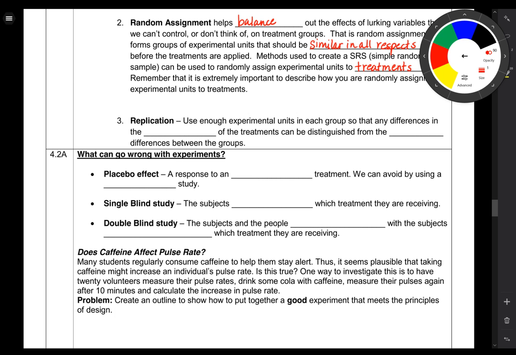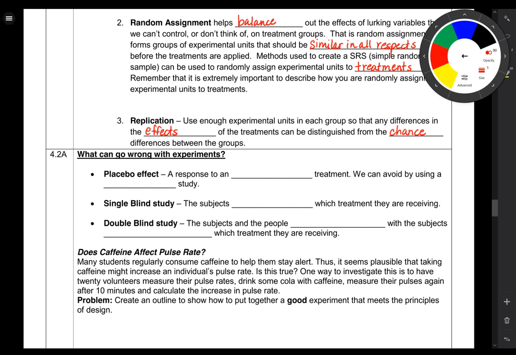And the last one is replication. Use enough experimental units in each group so that any differences in the effects of the treatments can be distinguished from the chance differences between the groups. Larger samples are always going to give us better results as far as inferring to the population. So 60 people is better than 6 people. Now, how large does it have to be? You don't need to worry about that.